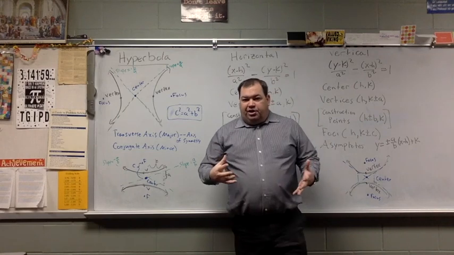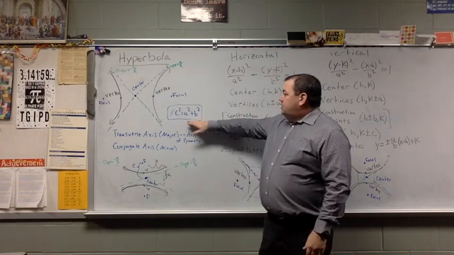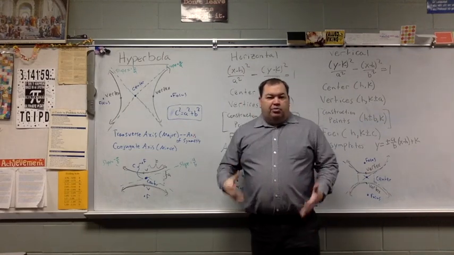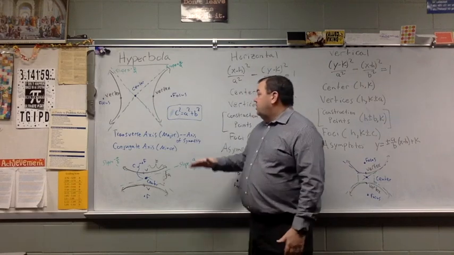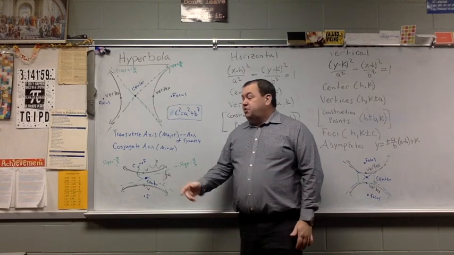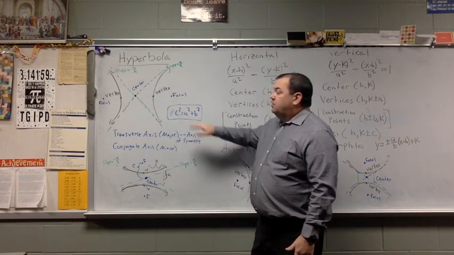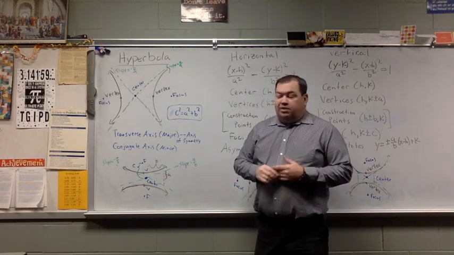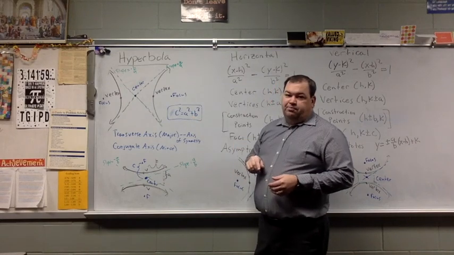The other big change with hyperbolas is this calculation, the one calculation that we always have to do that relates to c. Now we go right to Pythagoras: a squared plus b squared equals c squared. A little different than when we did the ellipses, where this was a subtraction.